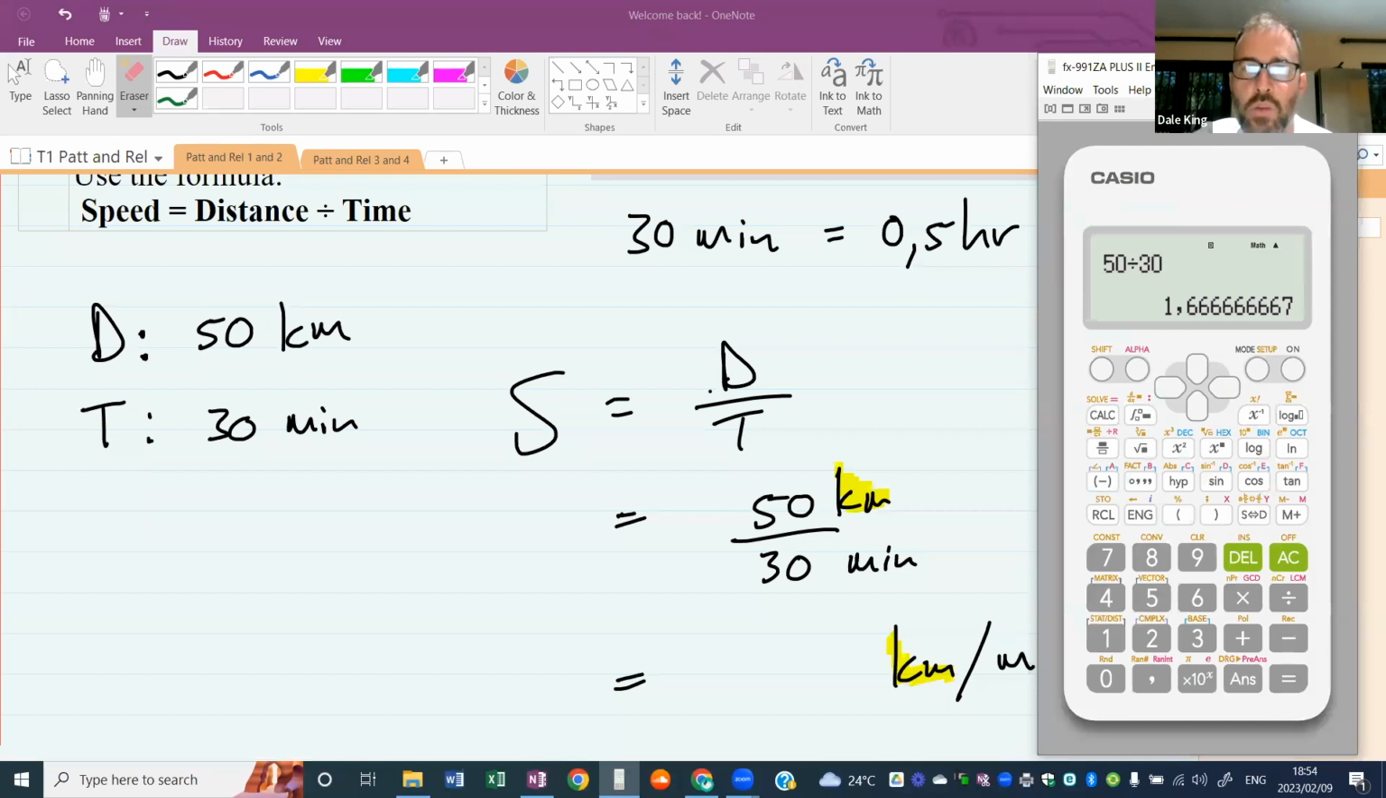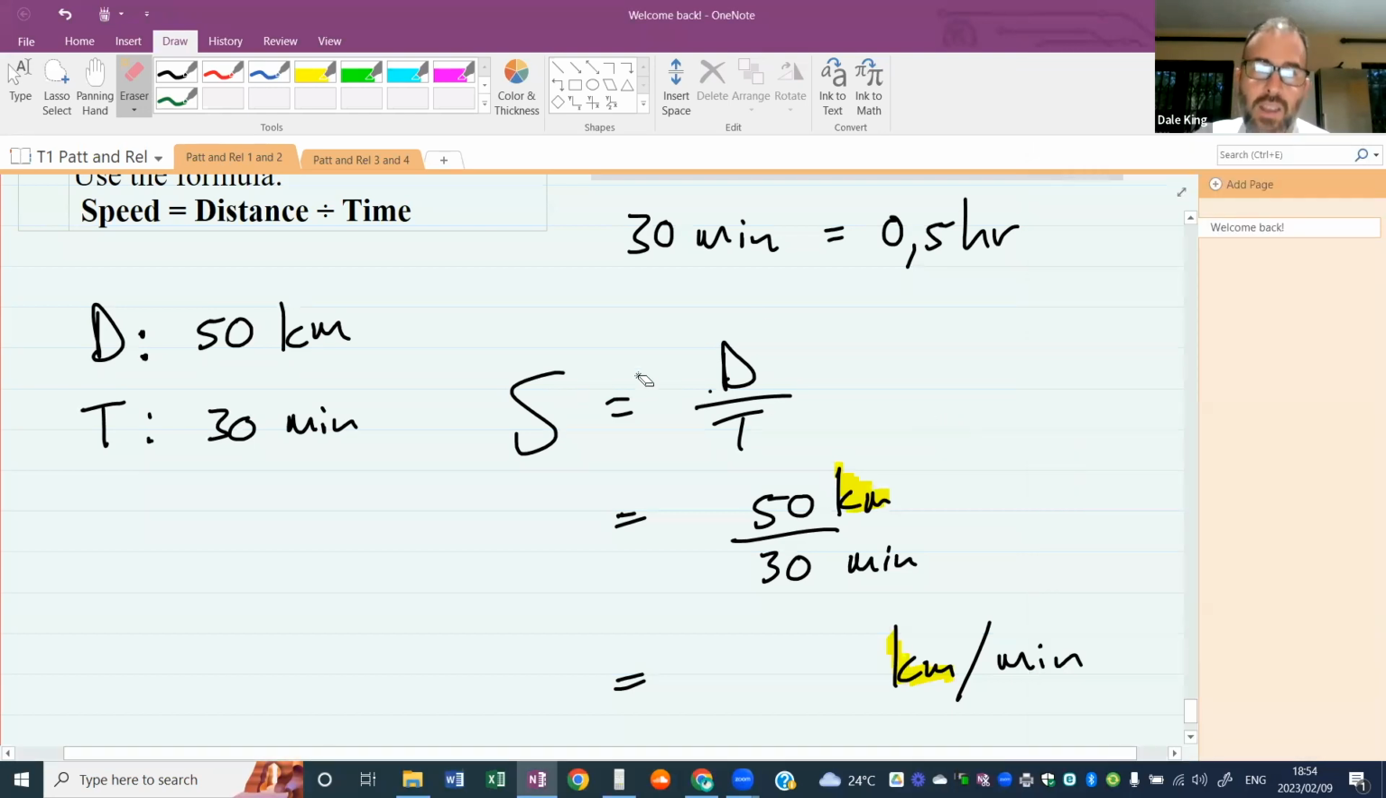Okay. Now, if the question wants kilometers per minute, you would give the formula kilometers and minutes. But if the question wants kilometers per hour, then you've got to change your time into units of hours, which is what we did over here. All right. So be careful what you give the formula, because whatever unit you give it is going to give you the same thing out at the end.